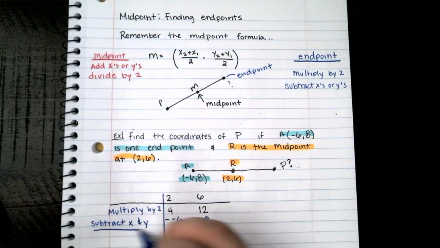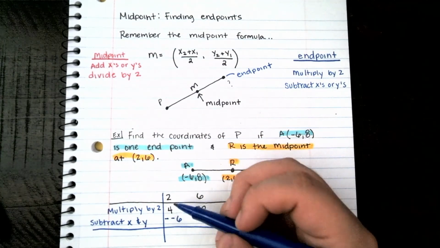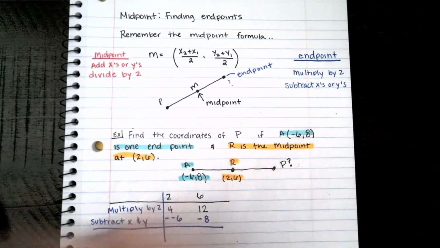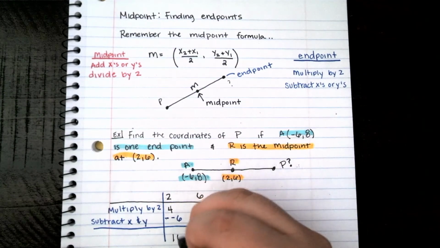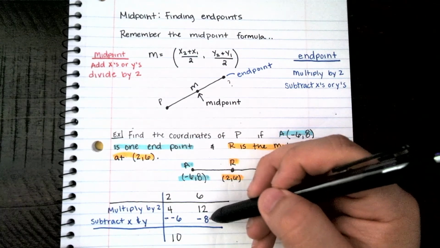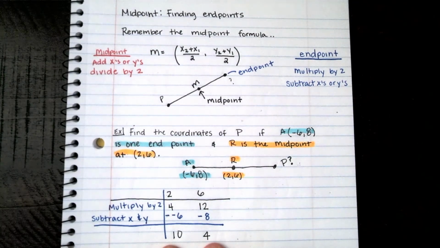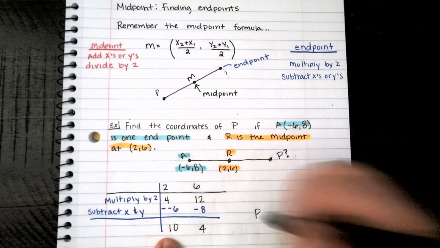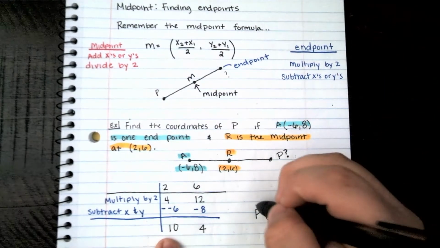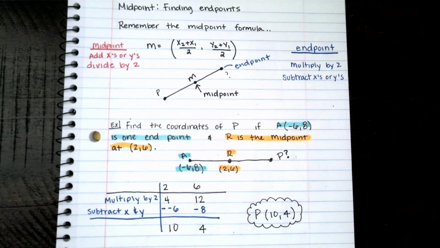So then I just do the math here. Remember, you can use a calculator or do whatever you need to do to help you. Remember, negative and negative make a positive. So 4 minus a minus 6 is actually a 10. And the same thing for this one actually. This one's actually easier. What's 12 minus 8? That is a 4. So now I know where my endpoint is. My endpoint, P, is at 10, 4. And this is where my endpoint is. So now I know where P is at.